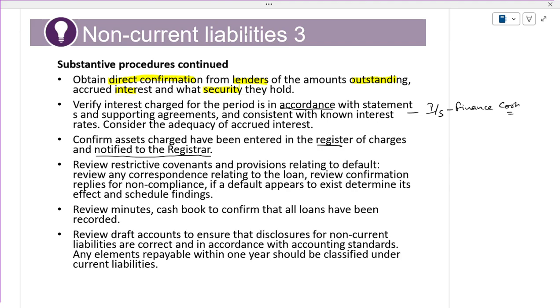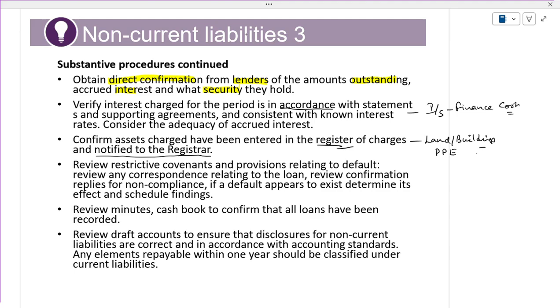If there are any assets that have been charged, then you have to notify that there are charges. Sometimes they will take the loan against the land, sometimes against the buildings, sometimes against property, plant and equipment. Then we have to make sure that those are communicated effectively.